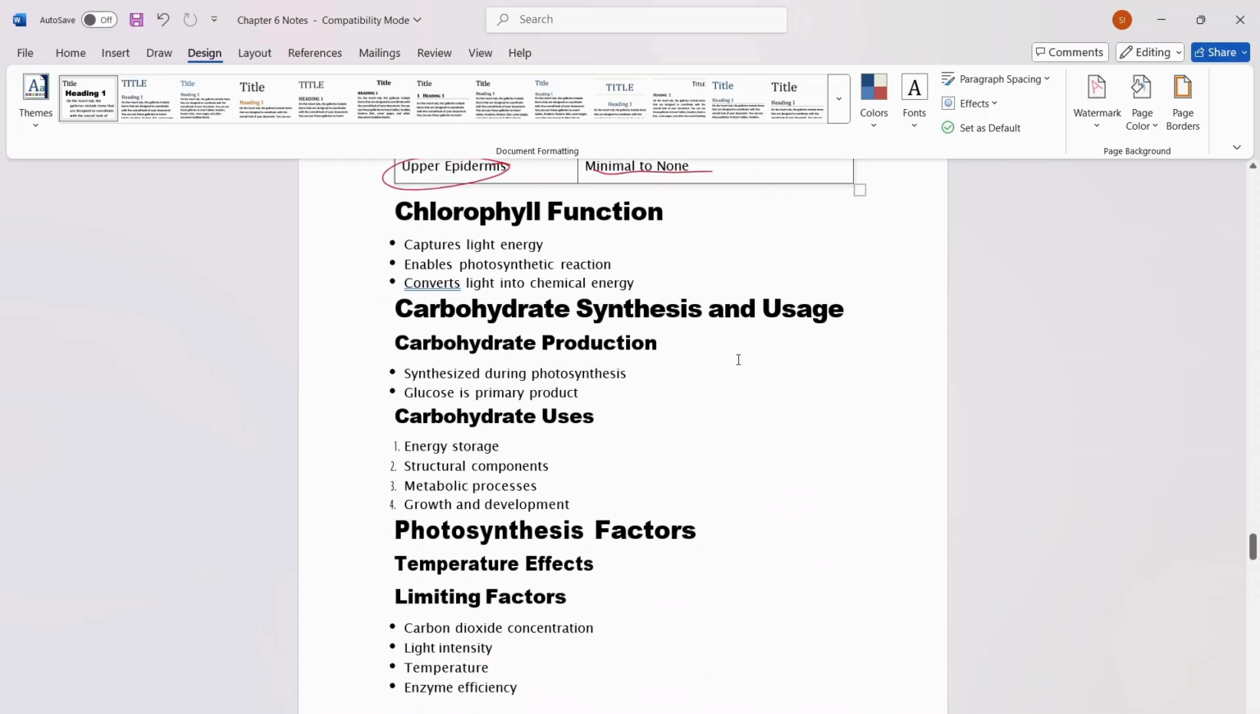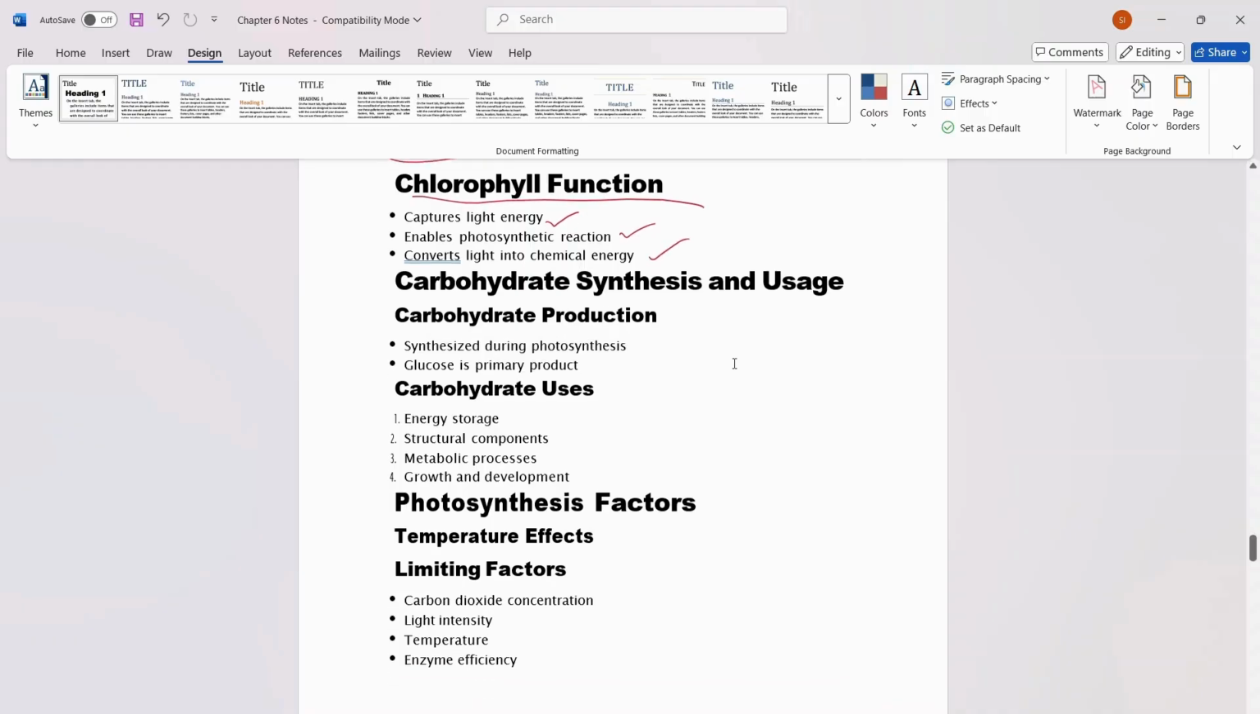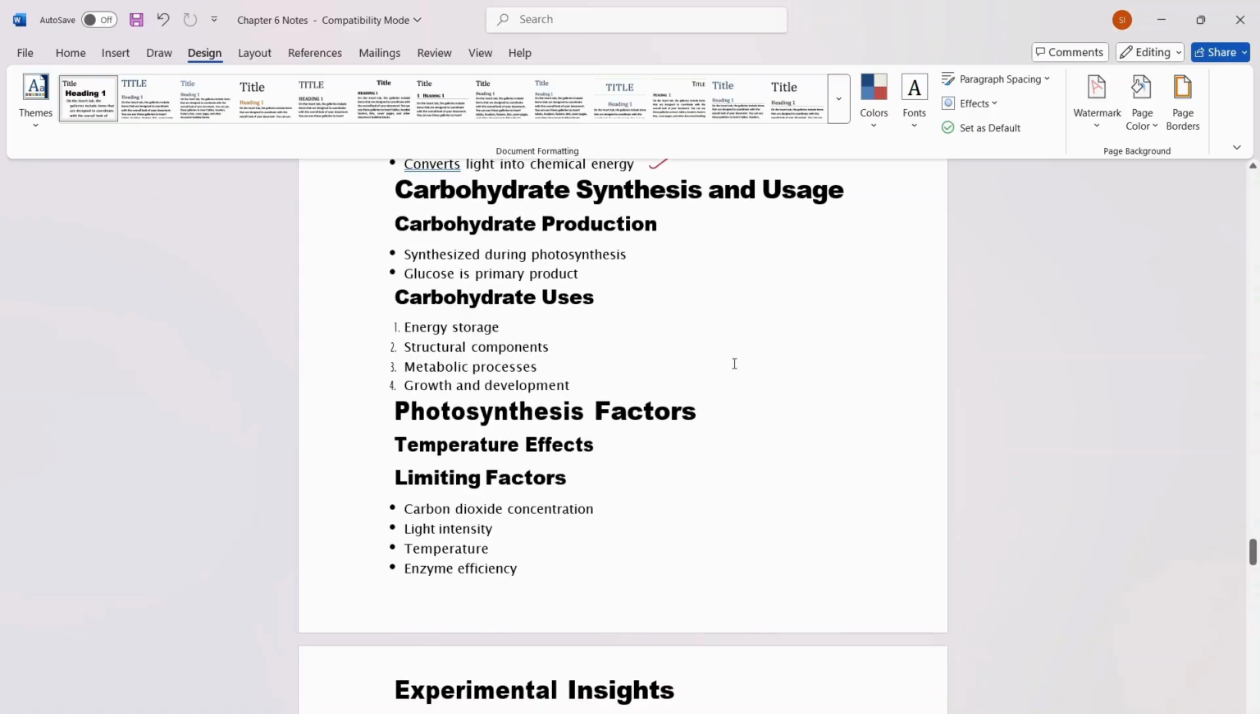Alright, chlorophyll function. It captures light, it enables the photosynthetic reaction, it converts light into chemical energy. Carbohydrate synthesis and usage. Carbohydrate production: synthesized during photosynthesis, glucose is the primary product. Carbohydrate uses are energy storage, structural components, metabolic processes, and growth and development.